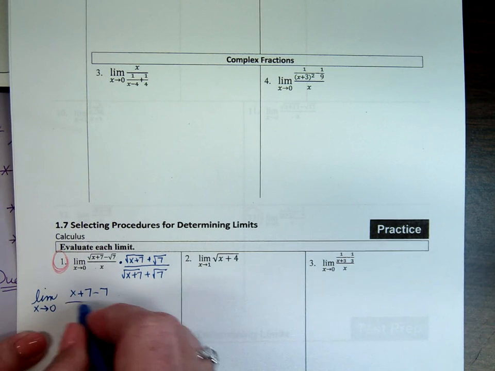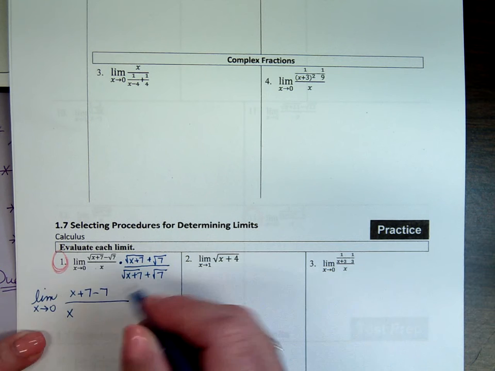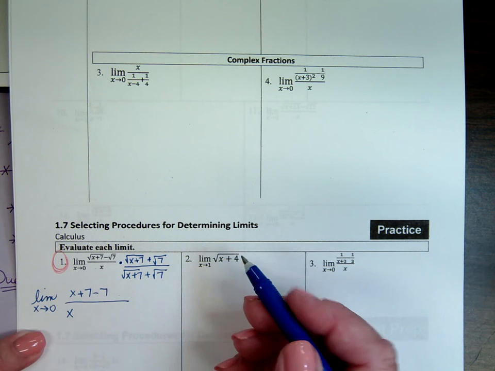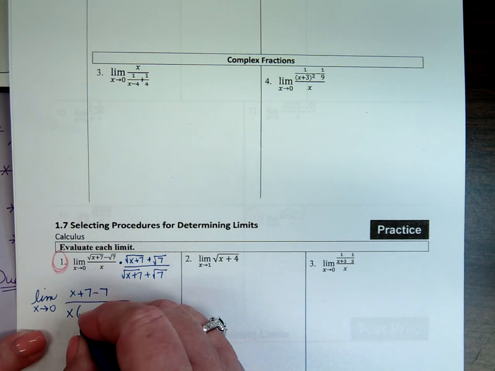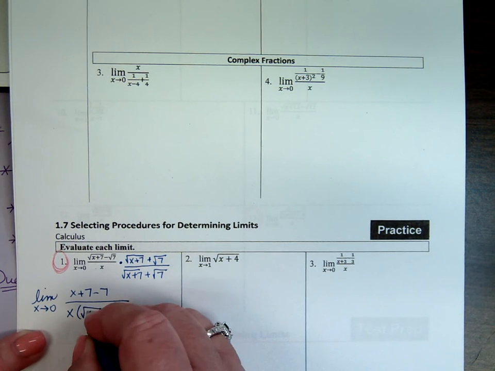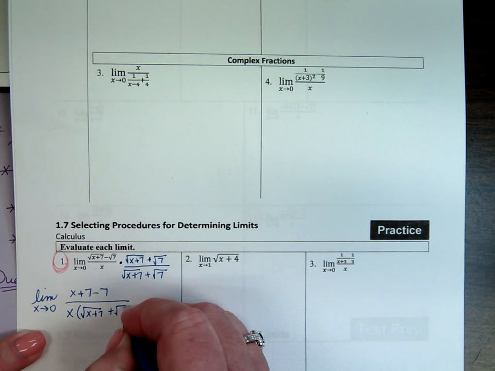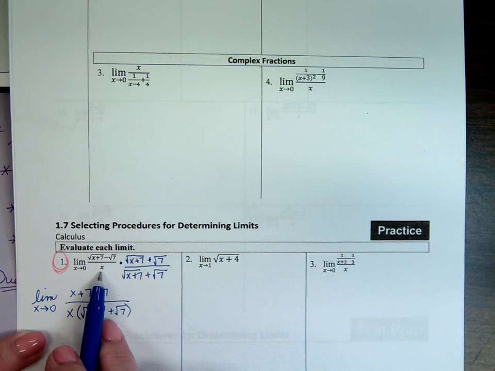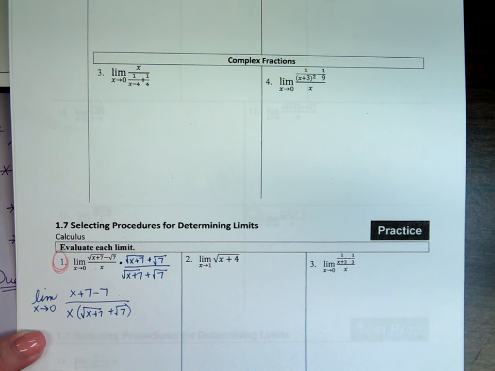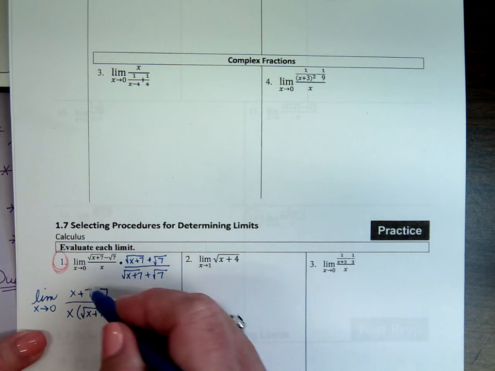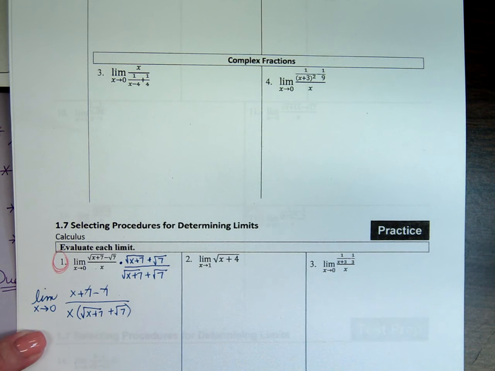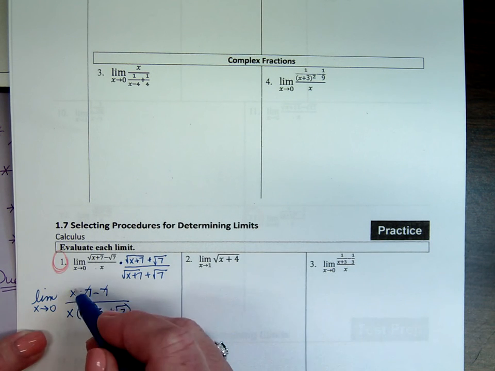And all of this is over the denominator. I can't do anything better with that. It's just going to be kind of ugly for a minute. x on the outside, times the square root of x plus 7 plus the square root of 7. So I just took the two pieces in the denominator and put them together. And then I'm going to see how that changes things, if there's stuff that I can cancel out. And you can see the 7s are gone, which leaves me the x on top with the x on the bottom. They're gone.